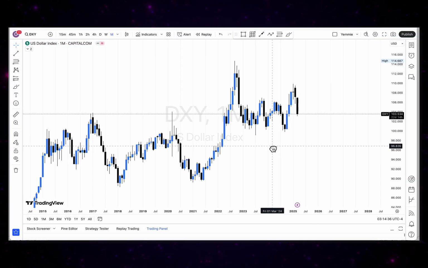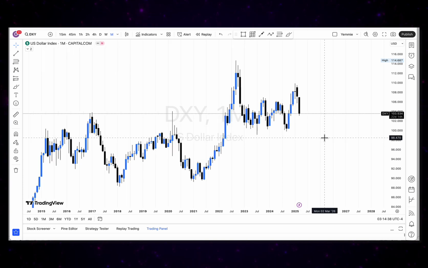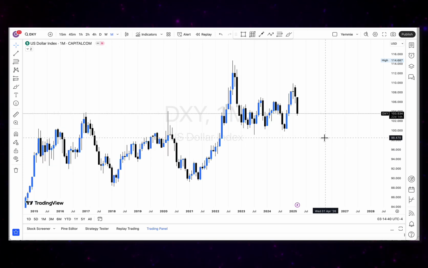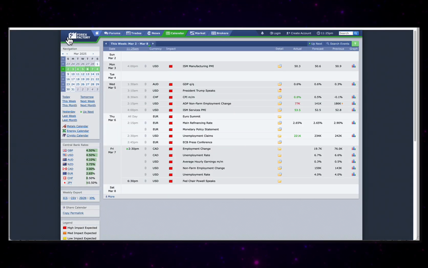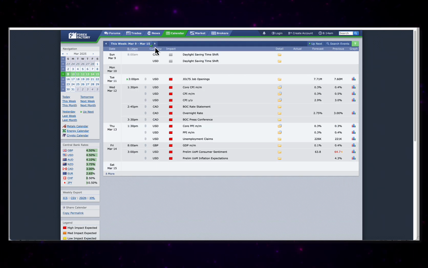I'm Yemi Olaleye. I'm a global financial market analyst, and this is the outlook for the market from the fundamental perspective and the technical perspective for 10th of March to 14th of March 2025. First, we're going to start up with the fundamental outlook in the market from the forexfactory.com, and we're going to see what opportunities we have for this week in the market.